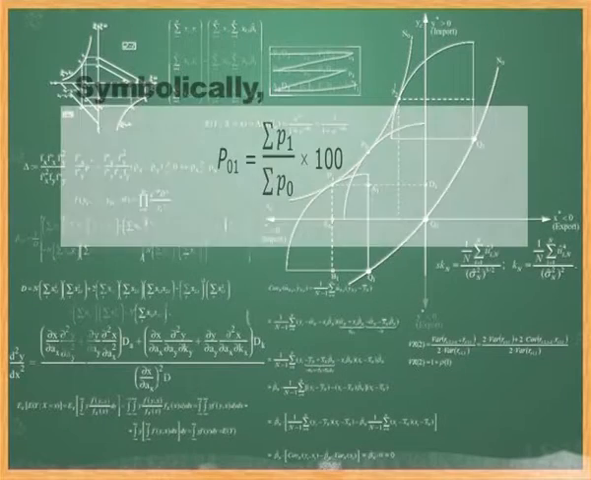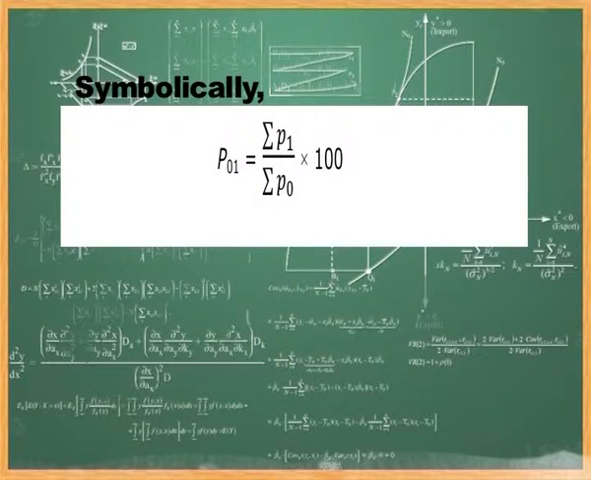This is the simplest of all the methods of constructing index numbers for a group of items. Under this method, the price index for a group of items, denoted by capital P, is obtained by expressing the aggregate of prices of all the items in the current year as a percentage of the aggregate of prices in the base year. So symbolically, we can represent it as P01 equals sigma P1 divided by sigma P0, multiplied by 100.